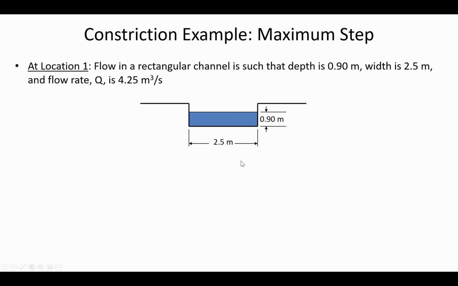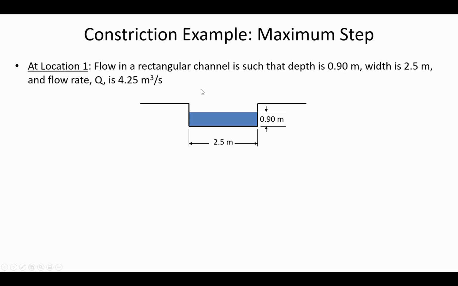Let's make it a little bit more concrete and a little bit more real by doing a calculation where we say that we have a rectangular channel. You can see here a cross-sectional view. The depth is 0.9 meters at this upstream location. Location 1 is upstream, and we know the flow rate is 4.25 cubic meters per second. And the depth there originally 0.9, and the width of the channel is 2.5.